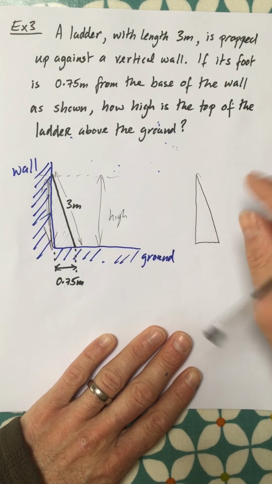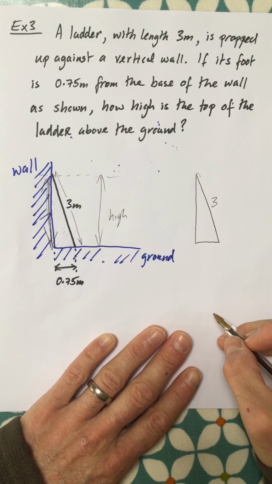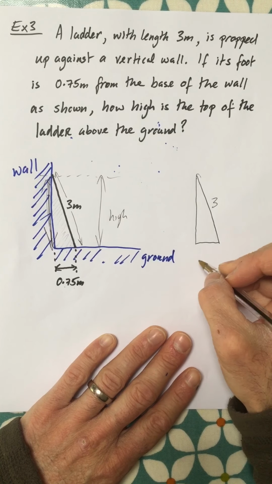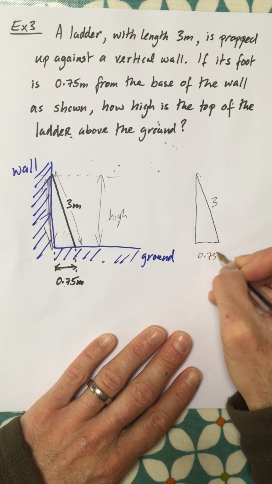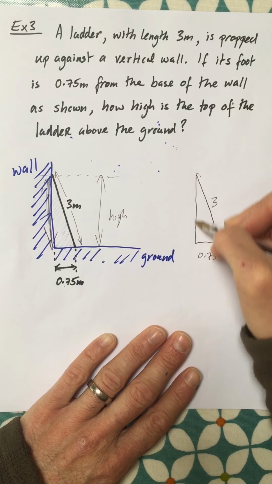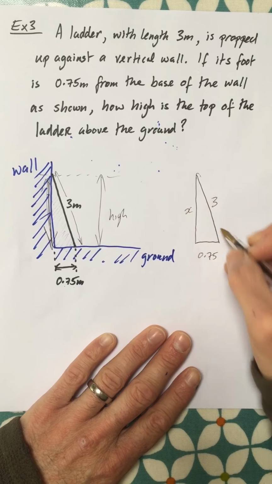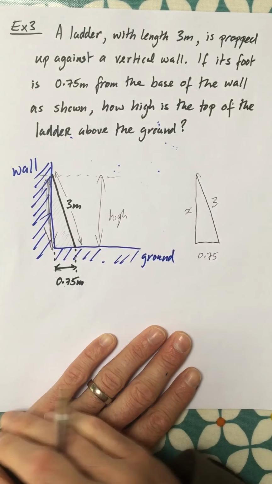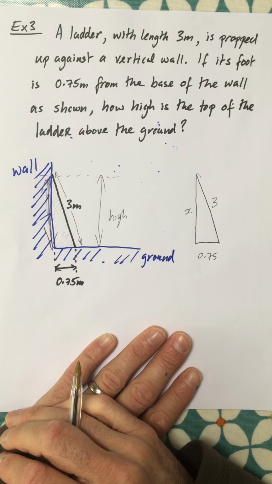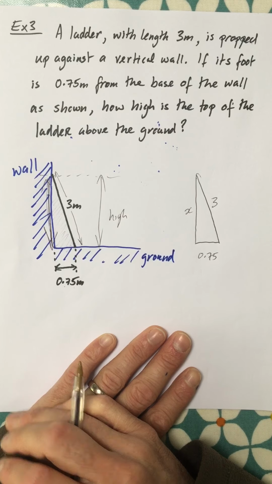We know the length of this slanty bit is 3. We know that the bottom of it is 0.75. And this vertical bit here is the actual height that we're looking for. We can call it x. And furthermore, I asked myself, is this triangle right angled? And if so, why? Well, it is.